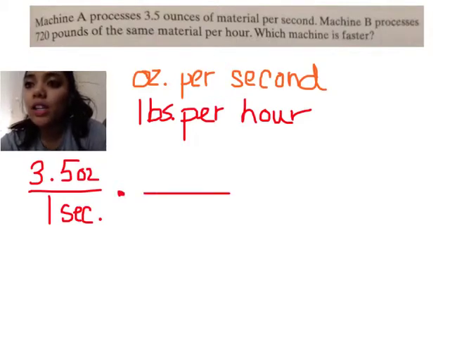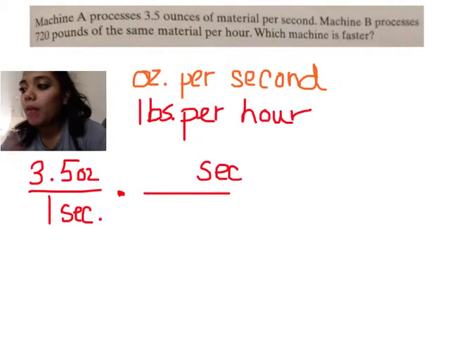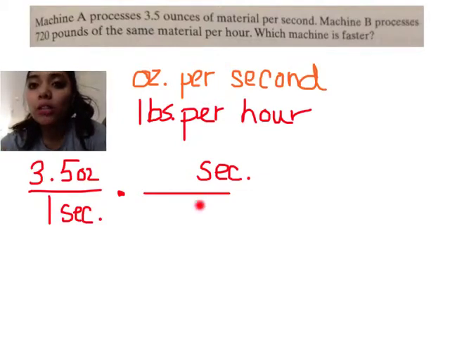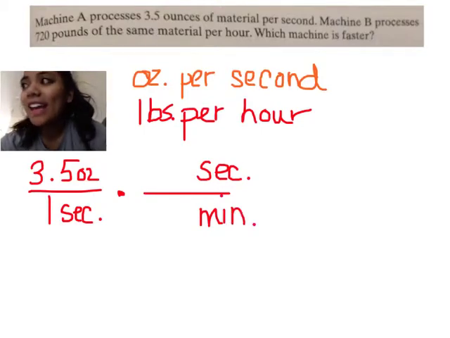So we have to decide if we want both of them in ounces per second or both of them in pounds per hour. I'm going to convert the ounces per second to pounds per hour to compare. So the one that is ounces per second, which is 3.5 ounces per 1 second.